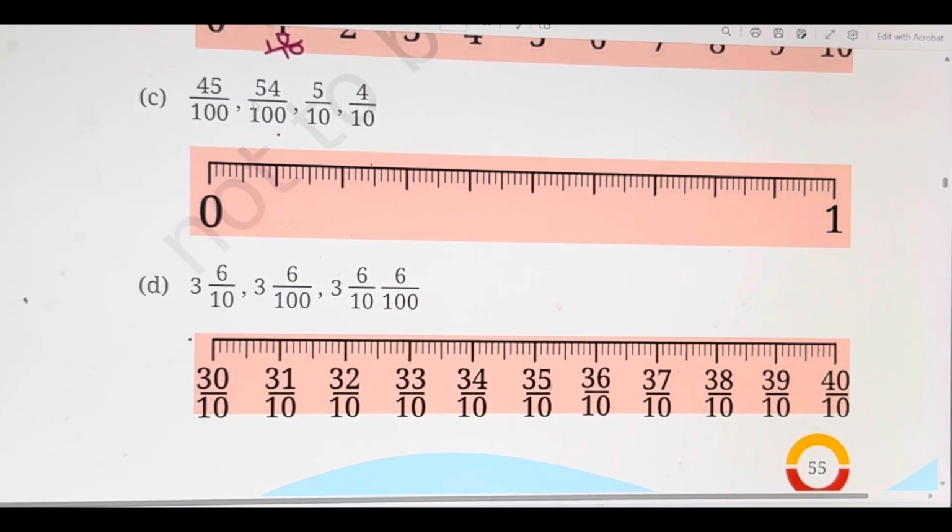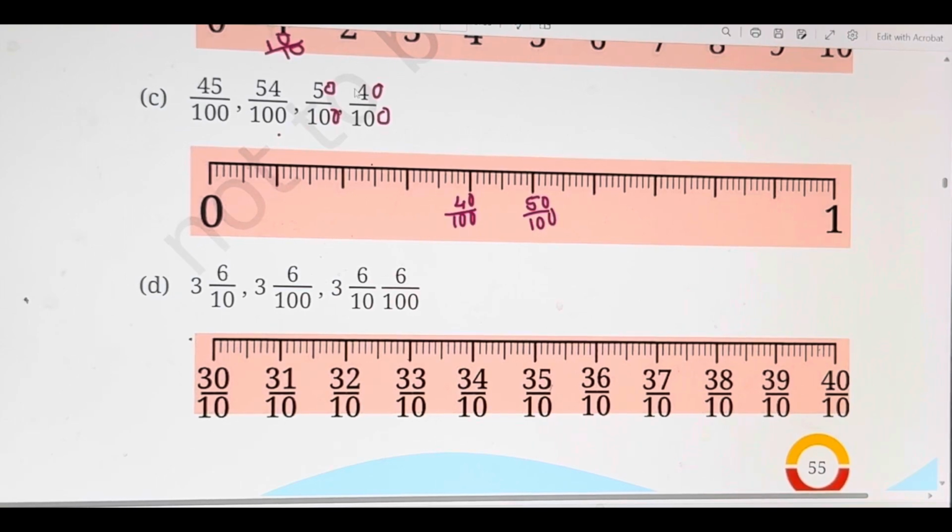Second is 54 upon 100. Now this is 5 upon 10, which I told you we make as 50 upon 100, and this is 40 upon 100, right? So if we see the marking between 0 and 1, this is 10, first one is 10, 20, 30. So naturally this will be 40 upon 100. And the next longer line will be 50 upon 100.